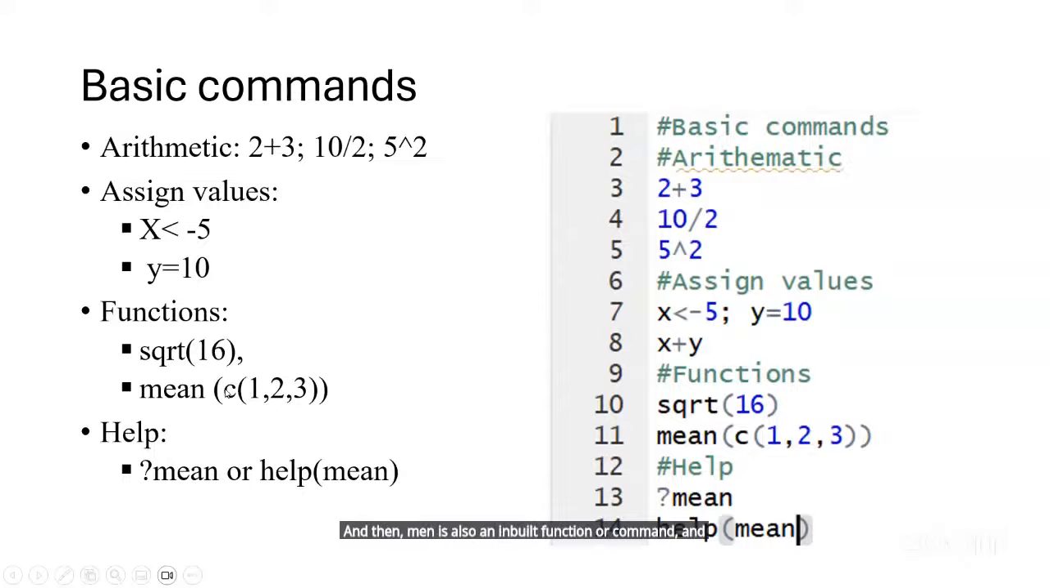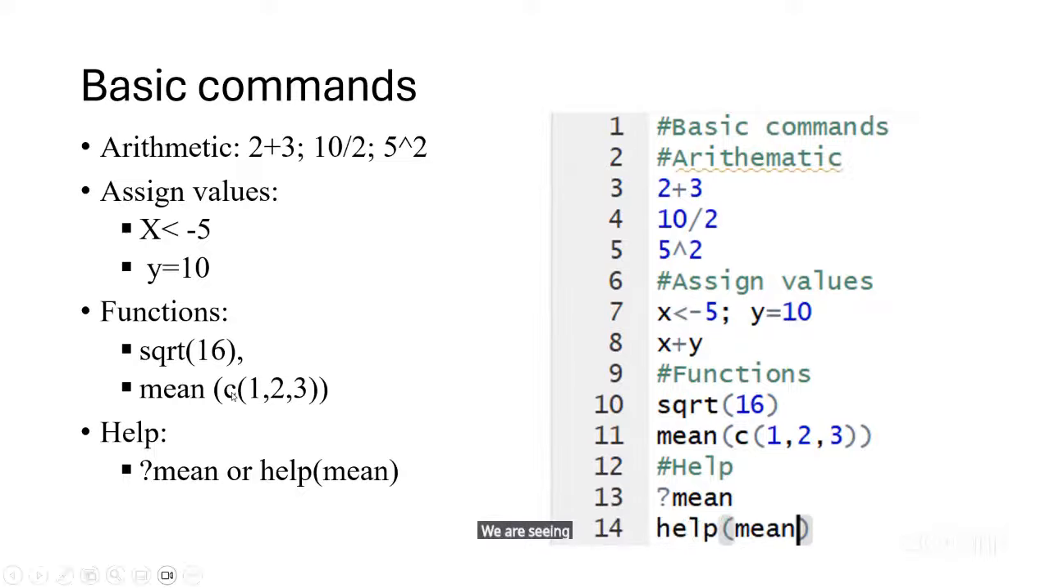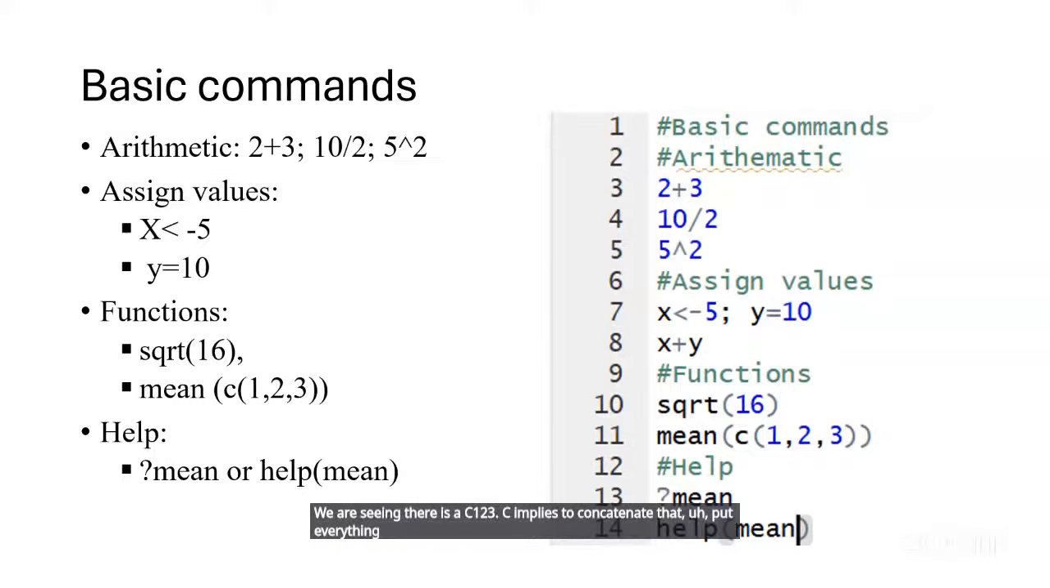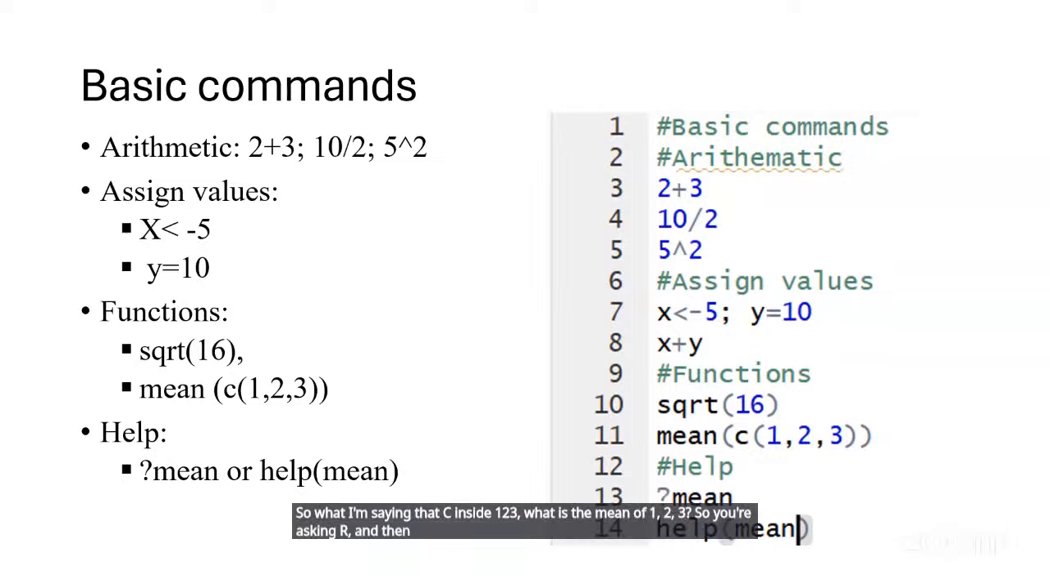You want to have a min of, in brackets, and inside we are seeing there is a C(1, 2, 3). C implies to concatenate, that is, put everything together. So what I'm saying is, with C inside 1, 2, 3, what is the min of 1, 2, 3? So you're asking R, and then R will give you the answer.